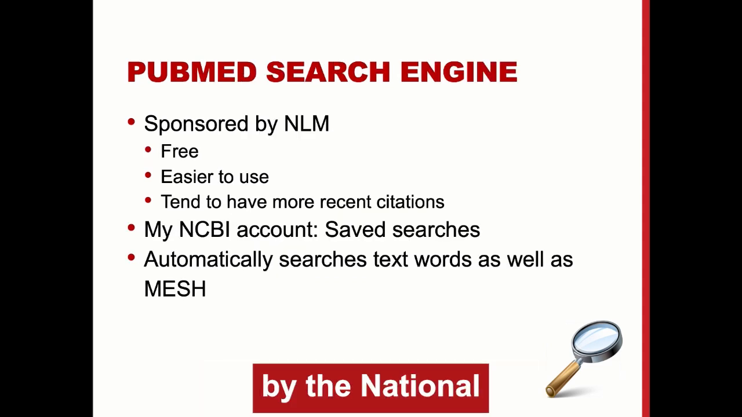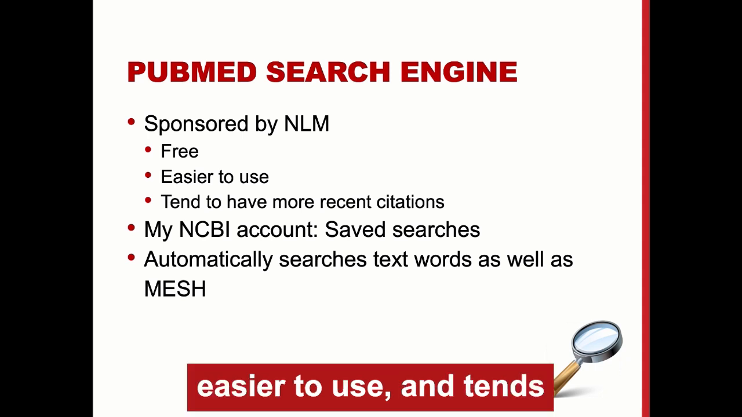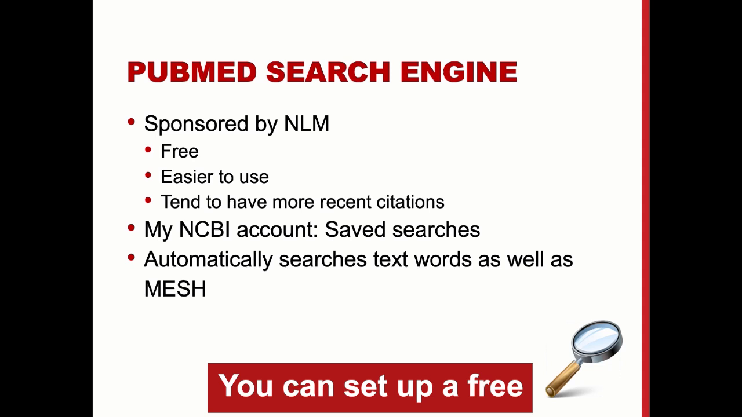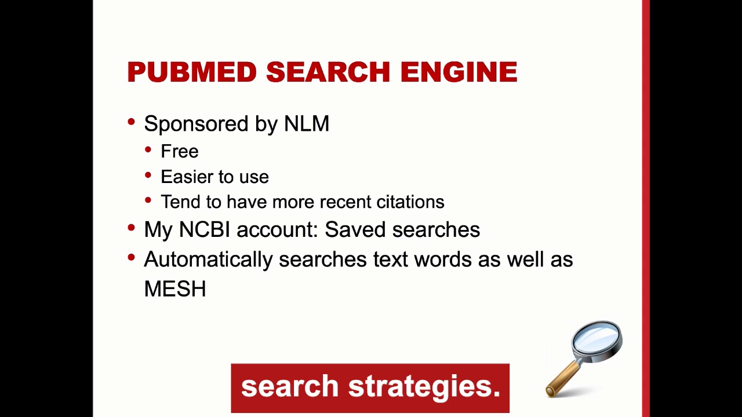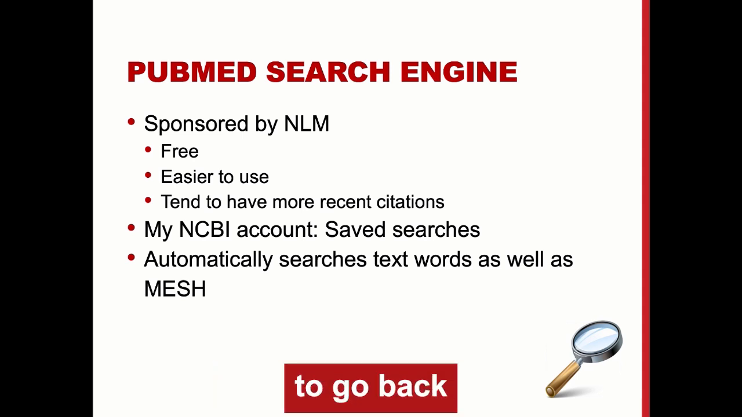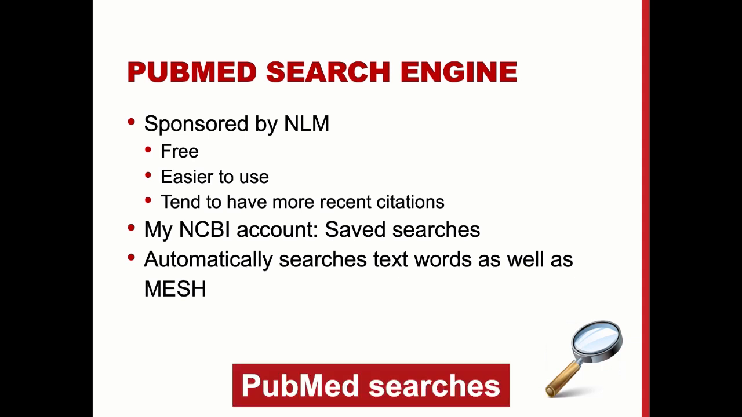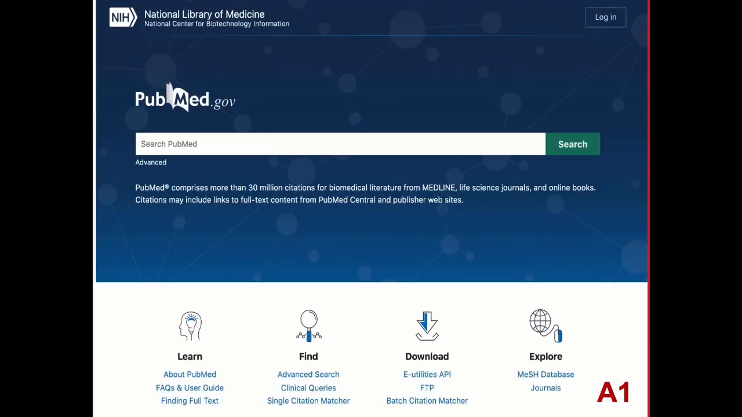PubMed is sponsored by the National Library of Medicine. It is free, easier to use, and tends to have more recent citations. You can set up a free National Center for Biotechnology Information, or NCBI account, and save your search strategies. This makes it easier to go back at a future date to update your search with citations that have been published since your previous search. PubMed searches text words as well as MESH headings.